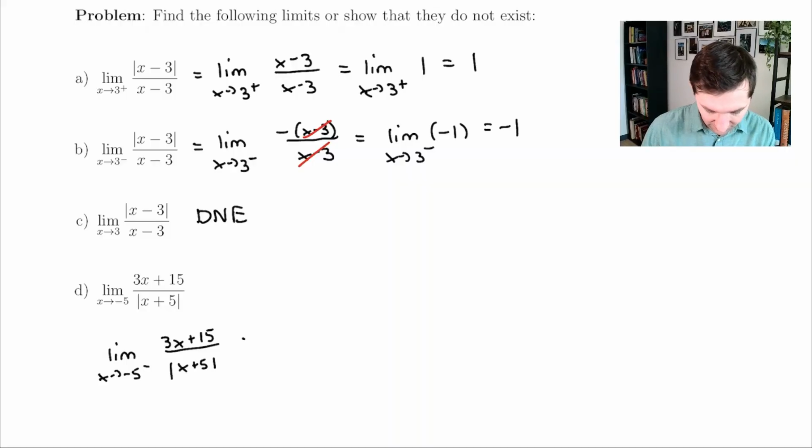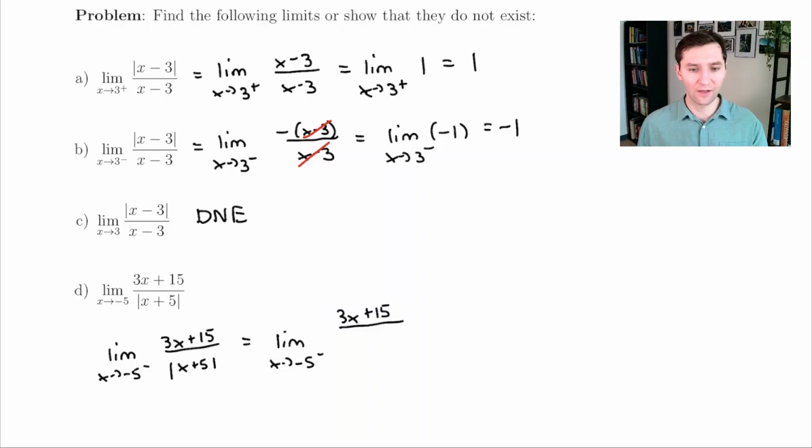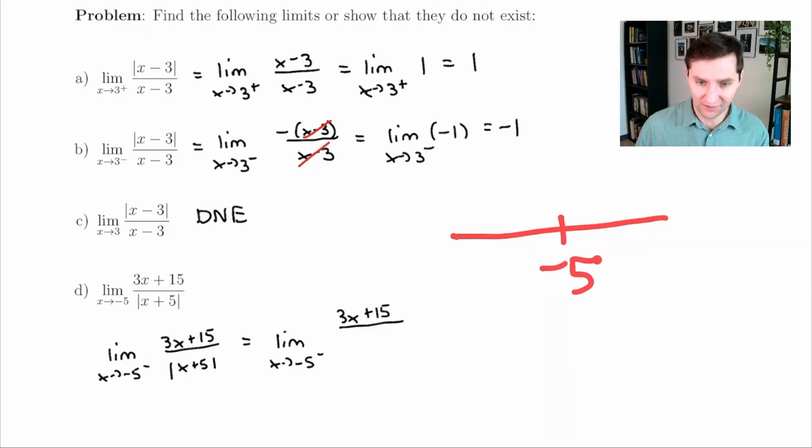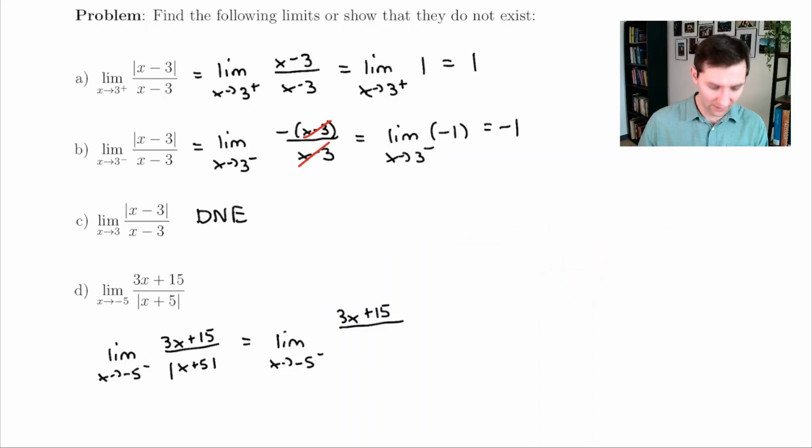To rewrite the expression without the absolute value, I ask myself, if I use x's less than negative 5, will I get a positive number inside of the absolute value or a negative number? The numbers slightly less than negative 5 are like negative 5.1. When I plug in negative 5.1 to this expression, I will get a negative number. So, to rewrite this expression without absolute value, I will say negative x plus 5.